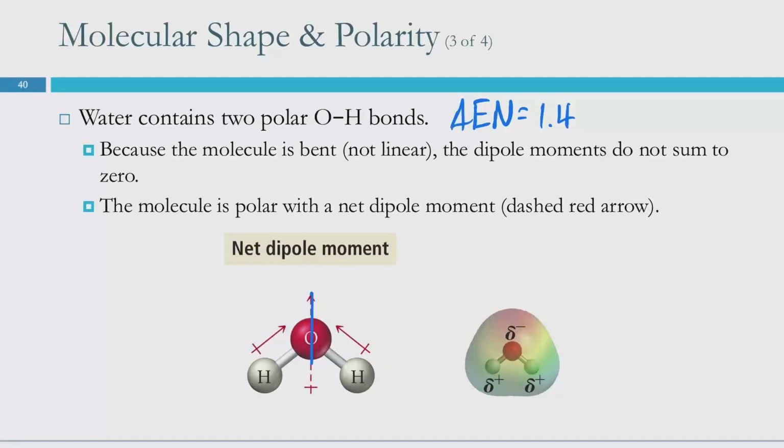So this arrow that's drawn here, not to scale, shows the overall polarity of the molecule. We've got a partial negative up here on the oxygen side, since it's the more electronegative atom, and then we've got partial positive just generally down on the hydrogen side of water molecules.